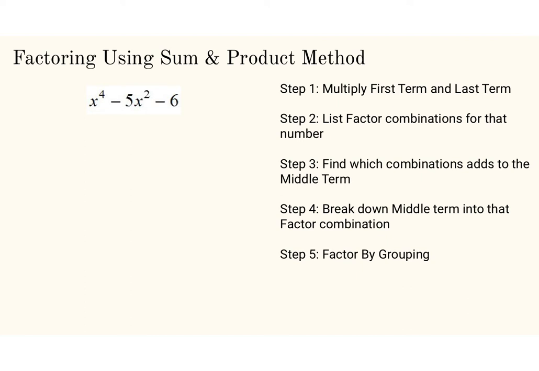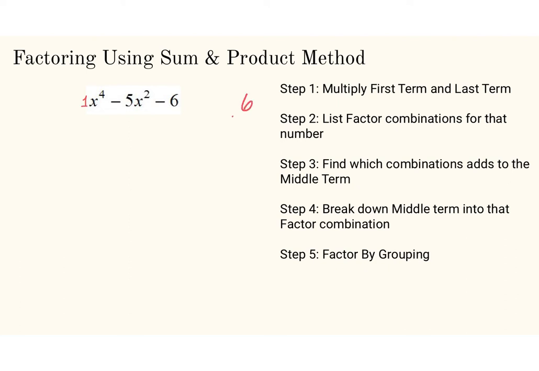Factoring using the sum and product method is one where GCF doesn't work already. It's not a special case. So you could do sum and product method. So first we want to multiply the first and last term. In this case, the first term is just the number 1. So 1 times 6 is 6.